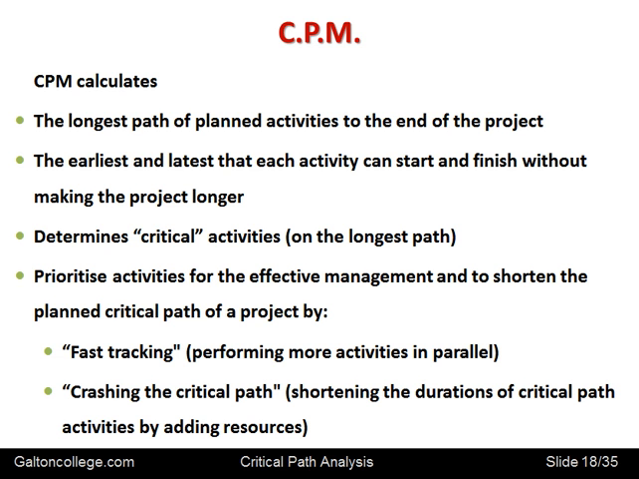But looking at that, it might be possible to perform some activities in parallel, which is sometimes known as fast tracking, or crashing the critical path. In other words, shortening the durations of the critical path by adding resources. So looking at the critical path and then saying, well, we could find extra resources, perhaps somewhere in the organization, put in the extra resources, and the critical path will be shorter. That's a possibility.